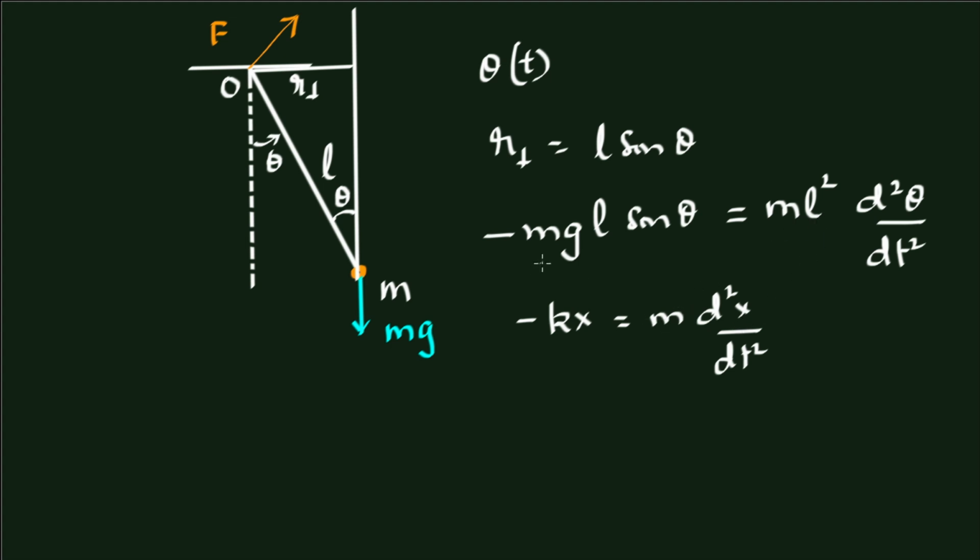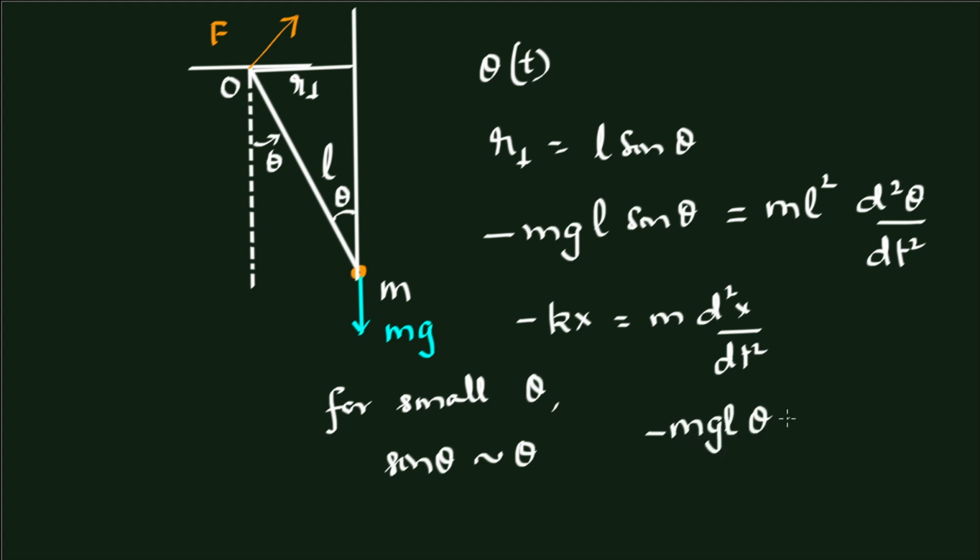But hold on for a second. I do not have theta here, constant times theta, but I have sine theta. So the simple pendulum does not execute simple harmonic motion. However, for small theta, sine theta is to an excellent approximation theta, as long as you are measuring theta in radians. In that case, the equation becomes minus mgl theta is equal to ml squared d2 theta by dt squared. And now this is identical to the spring and mass equation.